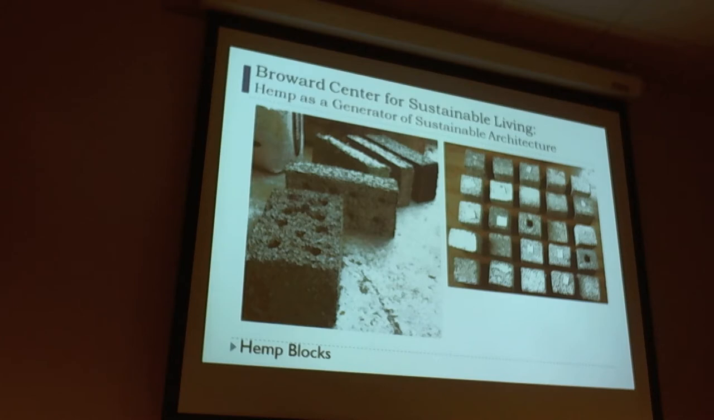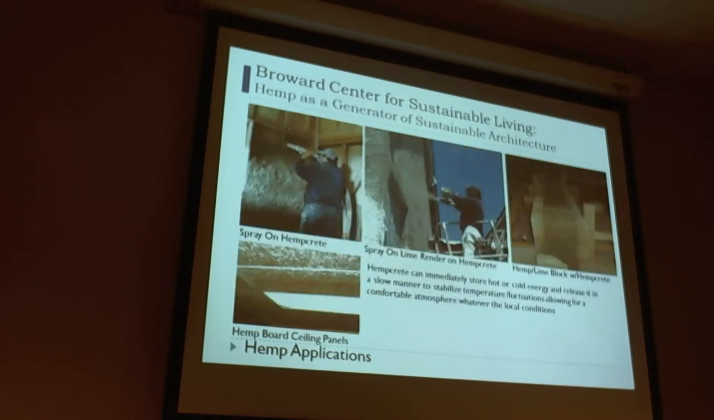Now, what can be produced from hemp are hemp blocks, hemp concrete blocks that can be used for wall systems and built structures. Hempcrete can also be sprayed on, or it can be a hemp liner with hempcrete infill in between, as seen on your screen right. You can have a hemp lime block system with a hempcrete infill, or you can have spray-on hempcrete, or you can have hempcrete with a lime render.